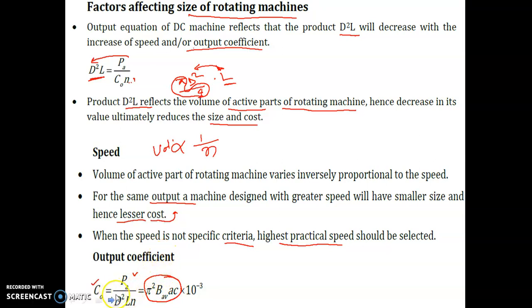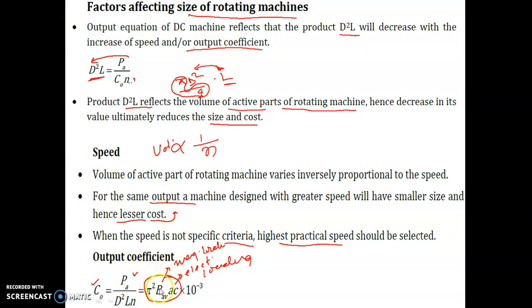So this value, the output power, depends on the electric loading as well as the magnetic loading. This term is the electric loading, and this term is the magnetic loading. So the output coefficient is given here, and we have to consider all these things.